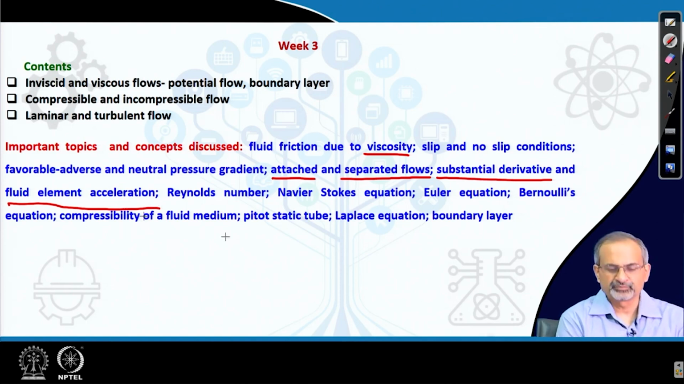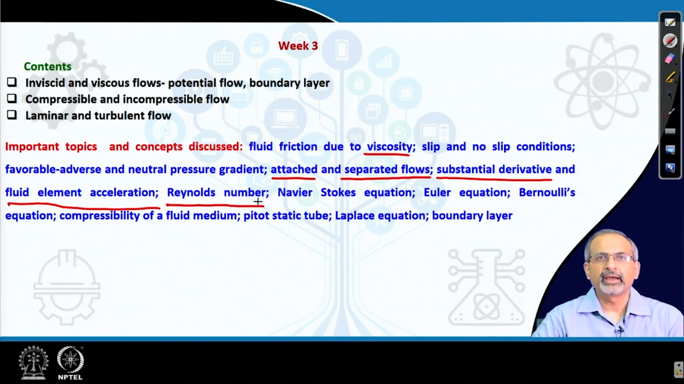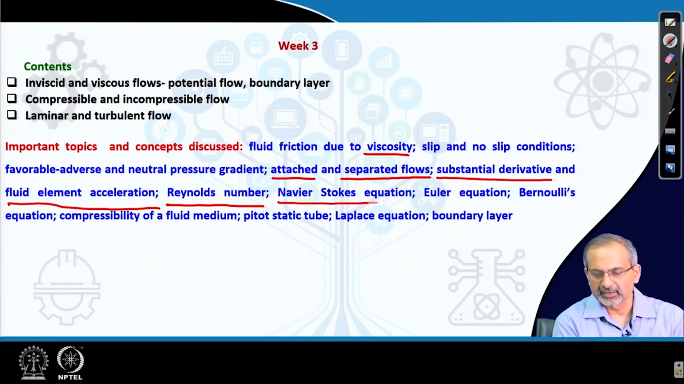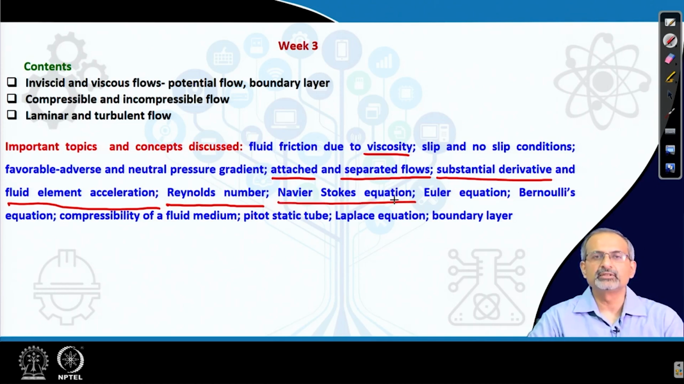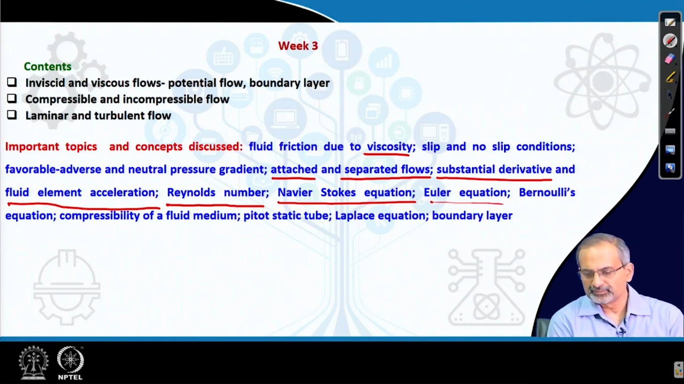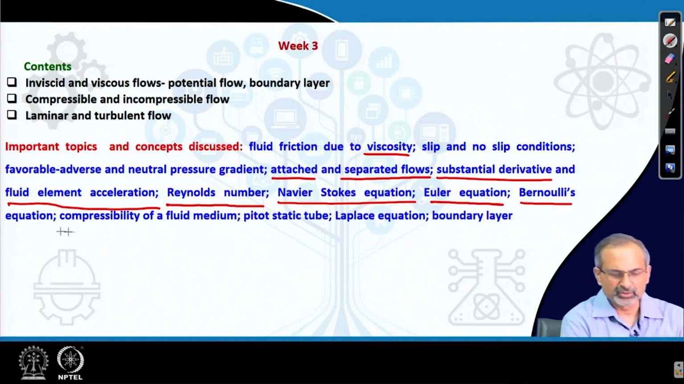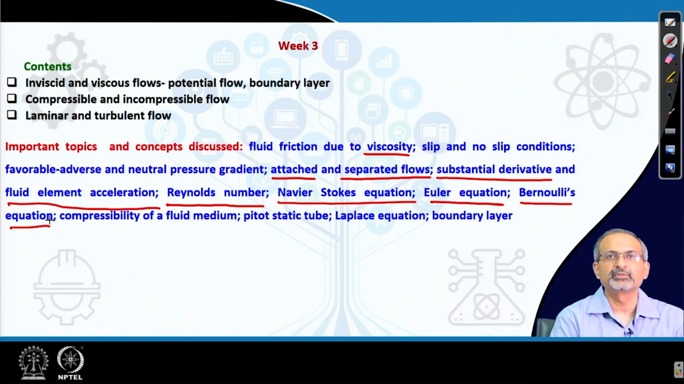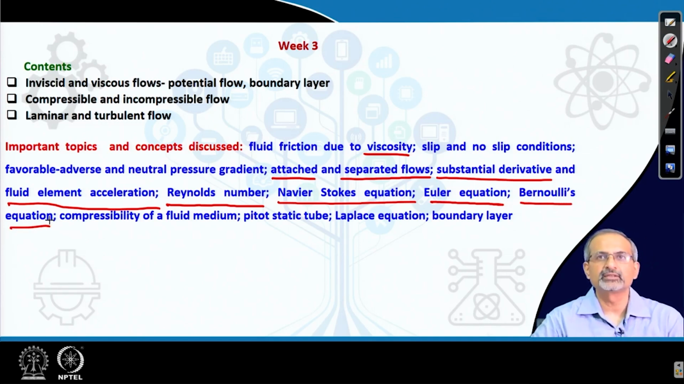We learned about the very important non-dimensional number, the Reynolds number, and its existence in the Navier-Stokes equations, which deal with the viscous flow. We learned about Euler equations, which can be applied to inviscid situations, and Bernoulli's equation, which is a further simplified form of the Euler equations. We learned how to apply it, where to apply it.